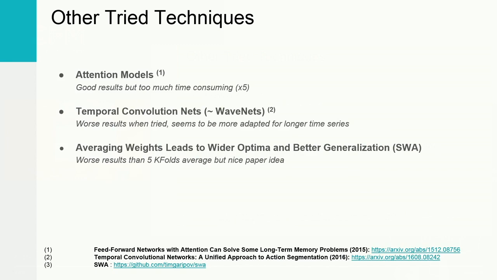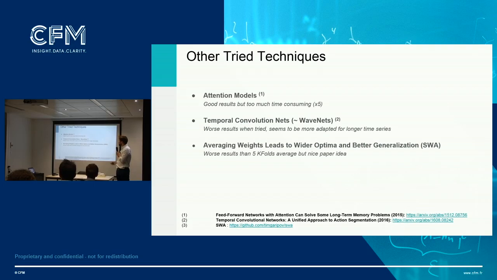About other techniques I tried, I've tried attention models. I don't know if you know, but it's a technique that is now widely used in NLP. Basically you try to get a probability for the text. In NLP you have a sentence, and the model tries to get the probability of where it should put the attention, and it helps a lot for NLP. So I've tried it, and it gets good results, but it's too consuming.